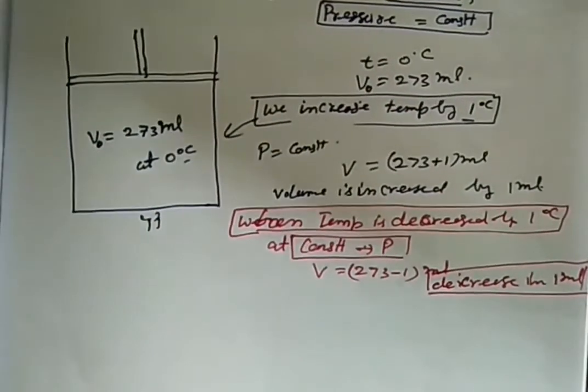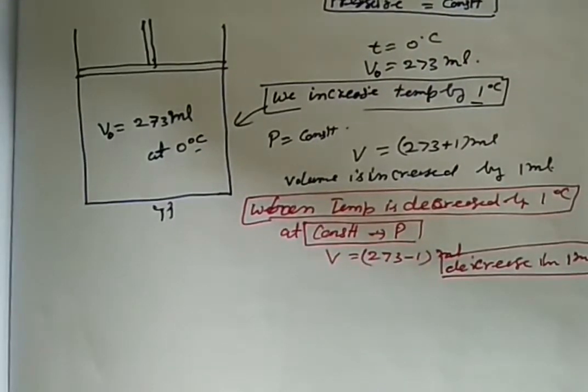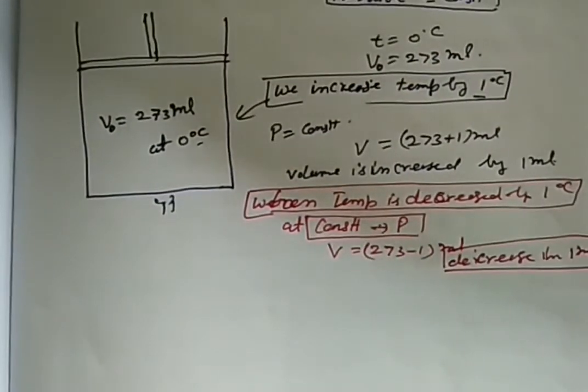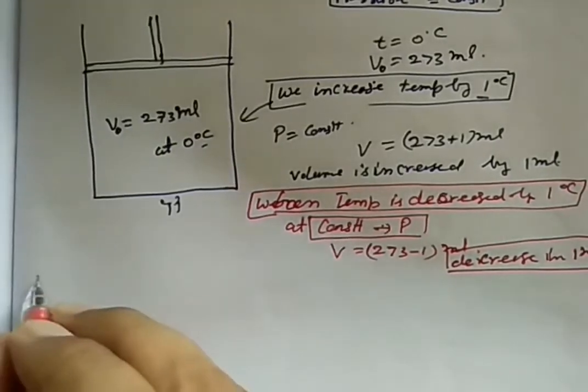When 273 ml of ideal gas is kept within this, this type of increase of 1 ml of volume and decrease of 1 ml of volume is obtained up to certain temperatures. If you increase temperature by 10 degrees Celsius, then its volume increases by 10 ml. So this is obtained.